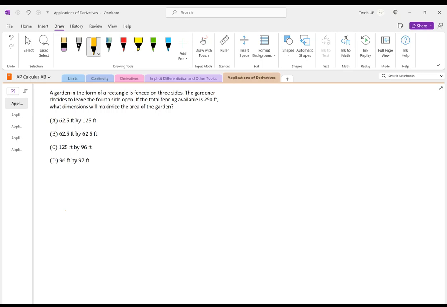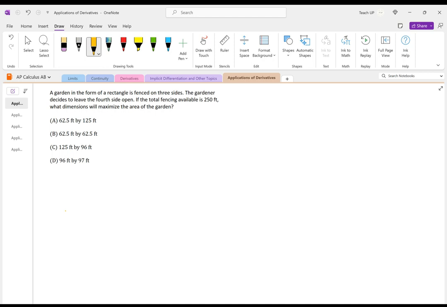Today we want to do the following problem. A garden in the form of a rectangle is fenced on three sides. The gardener decides to leave the fourth side open. If the total fencing available is 250 feet, what dimensions will maximize the area of the garden?